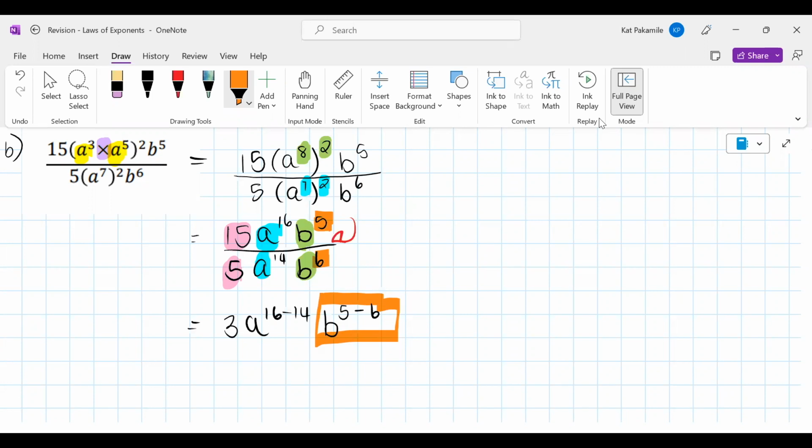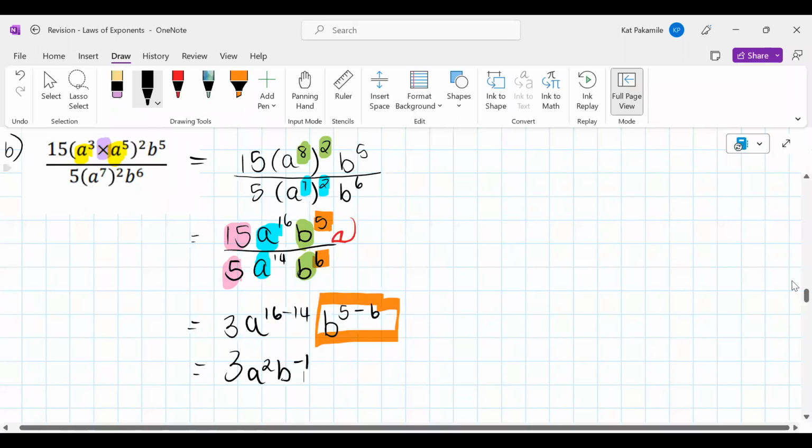Don't do that, illegal. Okay, so now let's write our second last step. 3a, what's 16 minus 14? Already someone gave us an answer, that's 2. And that's going to be b to the power of negative 1. We don't want negative exponents. So what do I do to this b?